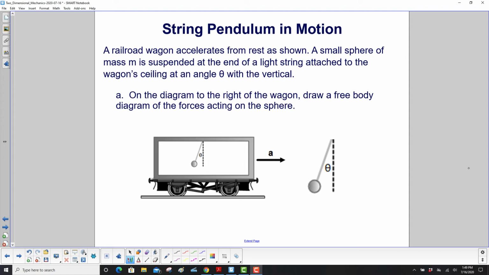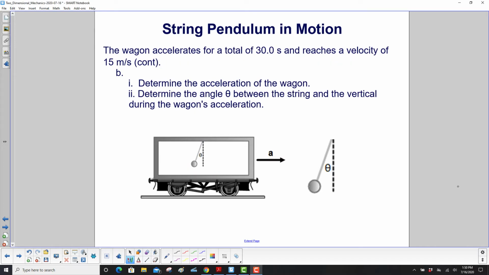A railroad wagon accelerates from rest as shown. Here's the railroad wagon, and it's accelerating. A small sphere of mass m is suspended at the end of a light string attached to the wagon ceiling at an angle of theta with the vertical. That's what happens when it's accelerating. So on this diagram here, draw a free body diagram of the forces acting on the sphere.